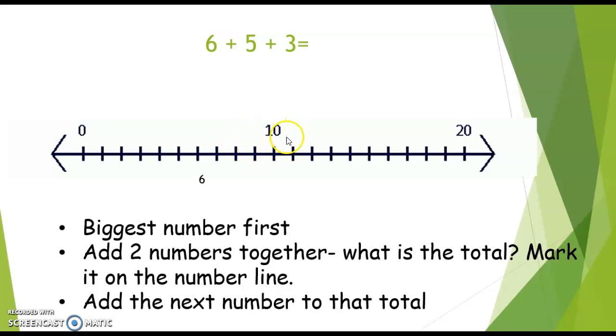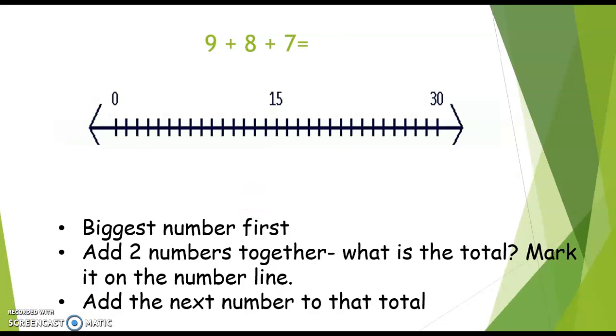Looking at that number 10, what comes straight after number 10 is 11. So we're on number 11 now, and we just need to add the 3. If we're adding 3, we're doing 3 jumps. So we're starting at 11, so 12, 13, 14. So the answer is 14.